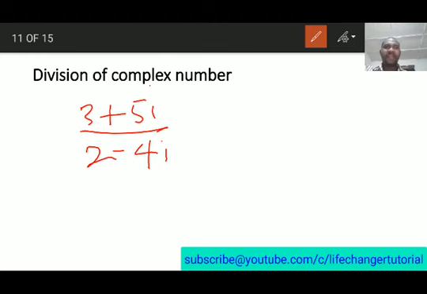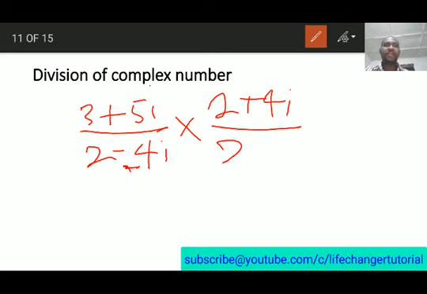Now, if I want to rationalize this, I'm going to multiply by the conjugate of the denominator, which is 2 minus 4i. The conjugate is 2 plus 4i. So I multiply here 2 plus 4i. I come under also 2 plus 4i. Then I open up the bracket.